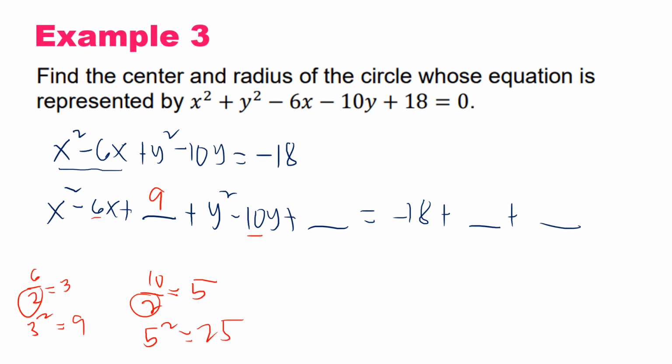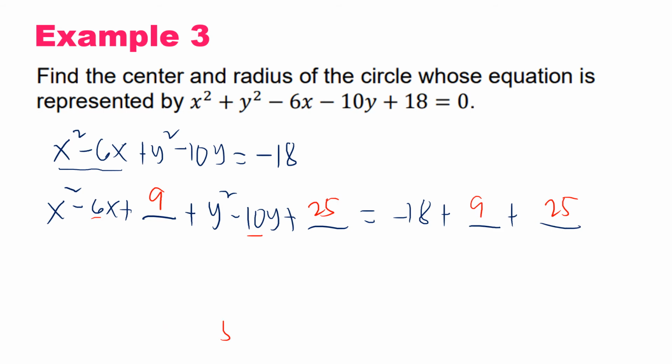So yun ang ilalagay mo dito. So you are given 25. So kung ano yung inadd mo dito at inadd mo dito, ganun din ang i-add mo dito. So 9 plus 25. So ano nang susunod natin? Ang susunod natin is to get the factored form of x squared minus 6x plus 9.